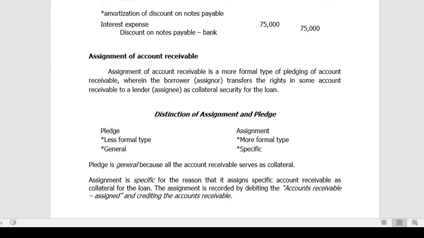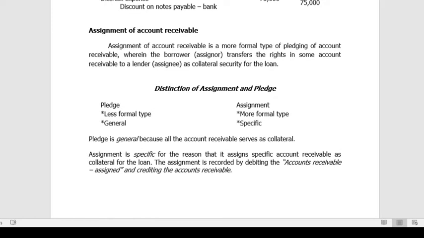So kapag tingnan natin, assignment is more formal and assignment is more specific. Bakit more specific? Dahil sinasabi mo na dito kung anong accounts receivable ang ina-assign mo sa iyong assignee. Assignment is specific for the reason that it assigns specific AR as collateral for the loan. The assignment is recorded by debiting accounts receivable assigned and crediting accounts receivable.